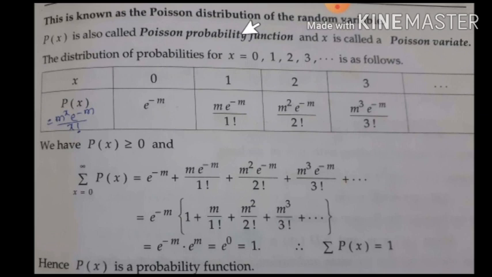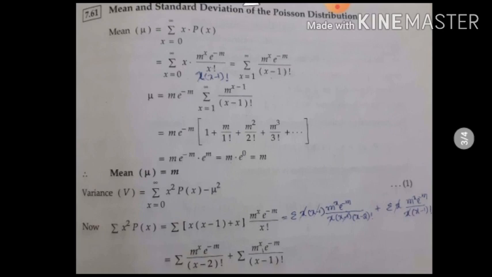Now we will study the mean and standard deviation of this Poisson distribution. In the same way as we studied the mean and standard deviation of the binomial distribution, we need to study the mean and standard deviation of the Poisson distribution. The derivation of the mean and standard deviation of the Poisson distribution is important from the examination point of view. They will ask any one, either binomial, Poisson, or the next distribution functions we are going to study.